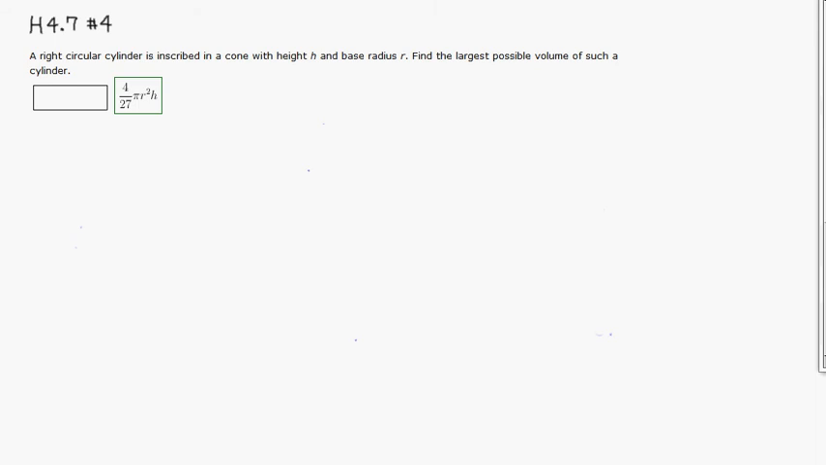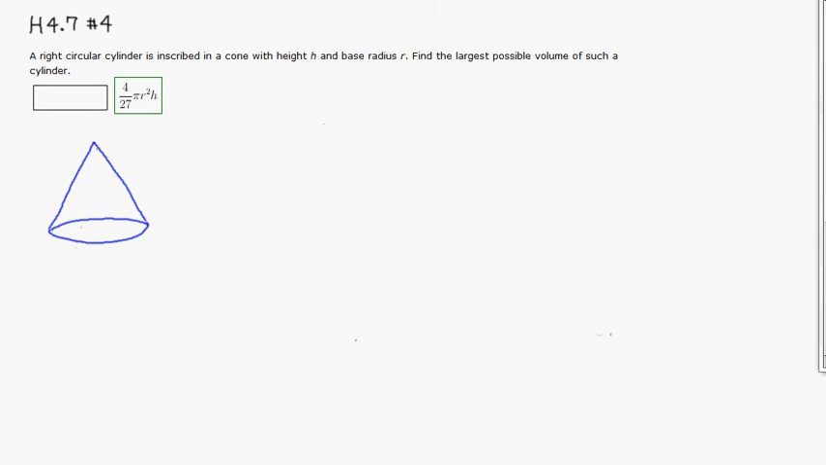Okay, let's look at homework 4.7, number 4. All right, so we have a right circular cylinder inscribed in a circular cone. So you have a cone like that.